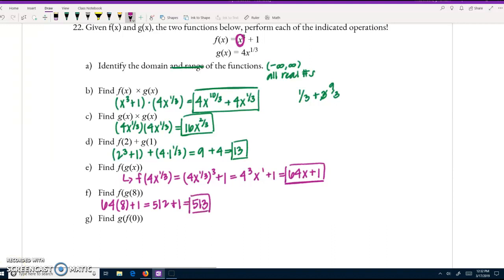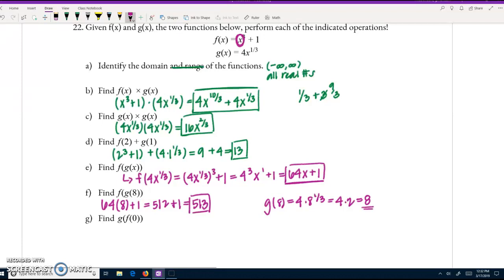So that's one way you can do that operation, is if you've already found the function composition, just evaluate it at the point that's provided. The other way we could have gone about doing it was first finding g of 8. So if you did g of 8, you would end up with 4 times 8 to the 1/3. And 1/3, as a fractional exponent, is the same thing as a cubic root. So this is 4 times the cubic root of 8, which is 4 times 2, which is 8.